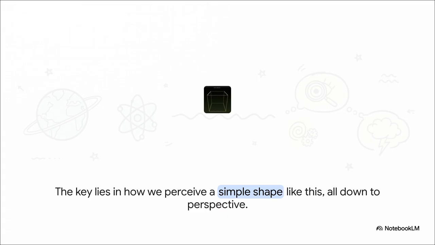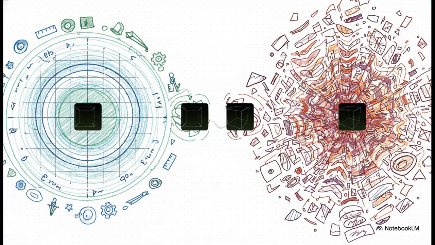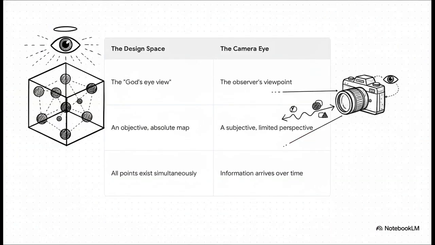It's all about perspective. And that brings us to the real heart of the argument. This idea of two completely different perspectives, which the author calls God's view versus our view. So the whole thing starts with a simple cube, but it's viewed in two fundamentally different ways. On the left, you've got the cube as it truly is, this perfect, objective map of its own reality. But on the right, that's the cube as we would see it, distorted, subjective, and totally shaped by our own limited point of view.